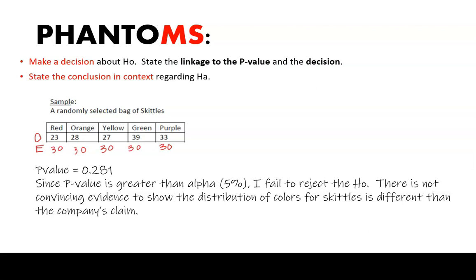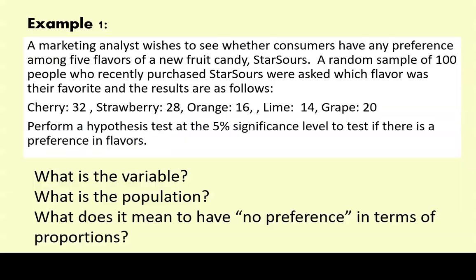My null hypothesis was that the distribution of Skittles was uniformly distributed by color. That is, Skittles says that there's 20% of every color. They're uniformly distributed. There's not more of one color proportionally than there is in the other. But my p-value is saying, nah, you could get results like this even if they weren't different. So there is not convincing evidence to show that the distribution of colors for Skittles is different than the company's claim.